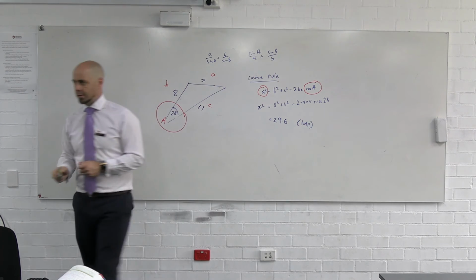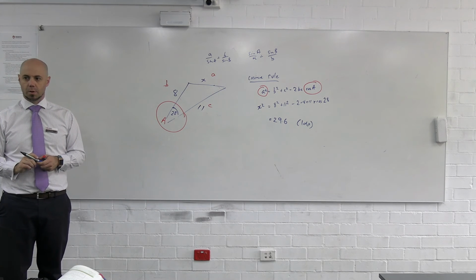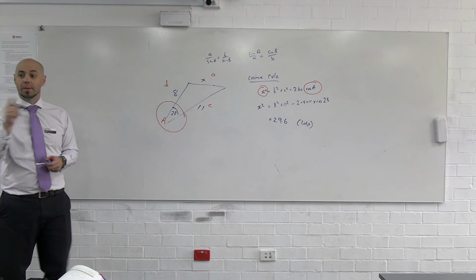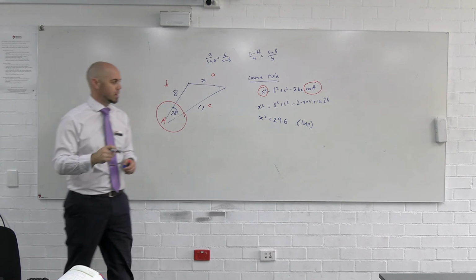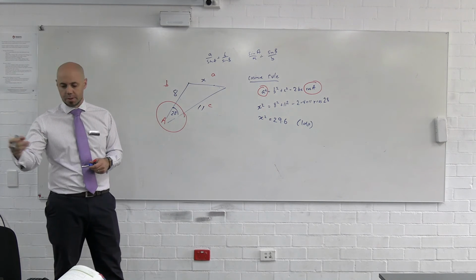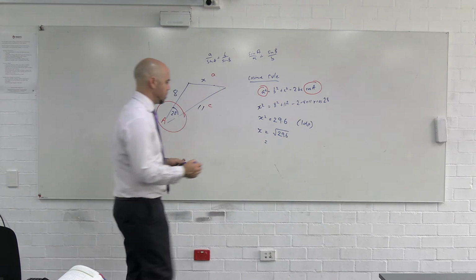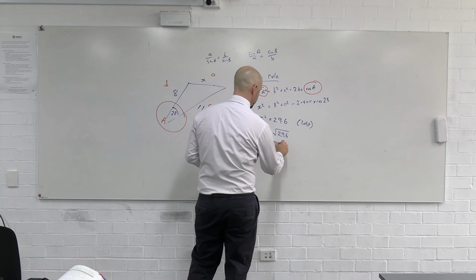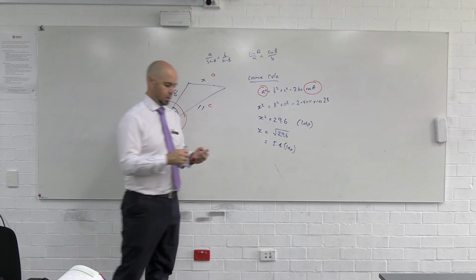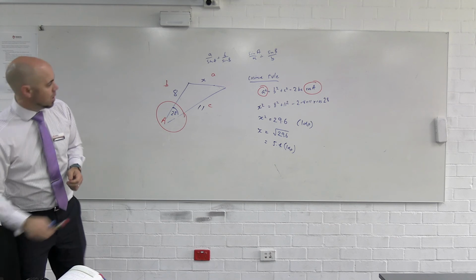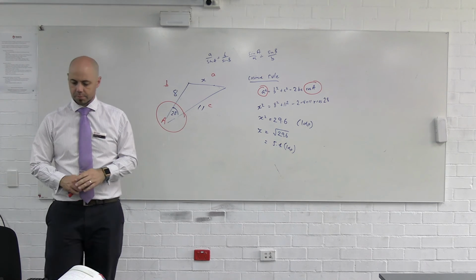Does that mean that side length is 29.6? No, why not? Yes, right. Awesome. So remember that's x squared. So our x squared is 29.6. To get what x is, we take the square root. 5.4. So in this triangle here, that side length is 5.4.